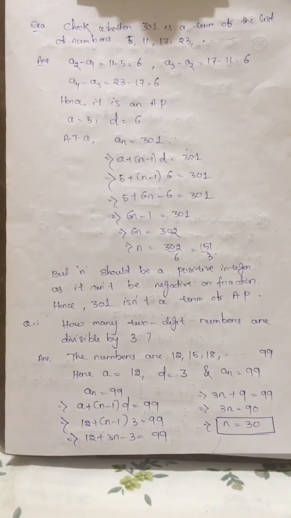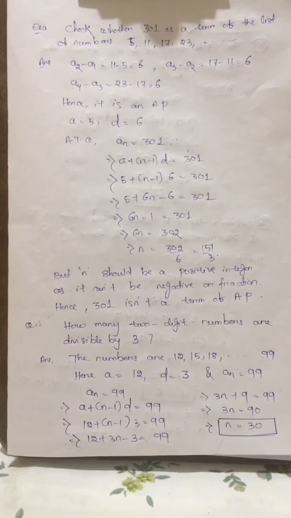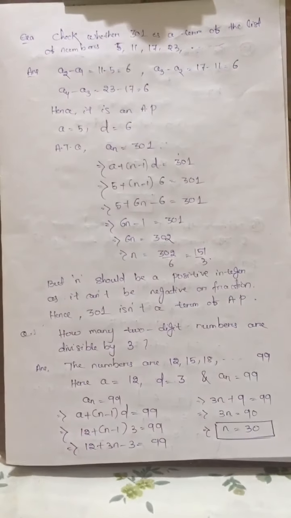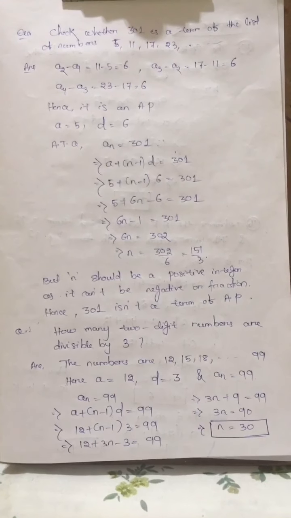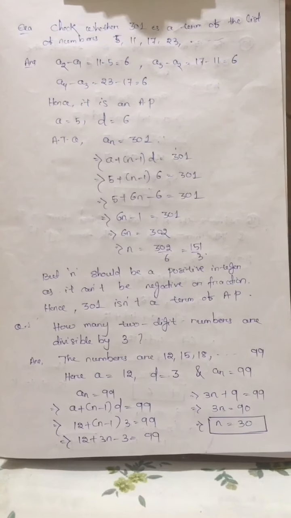It cannot be a fraction, it cannot be a negative fraction also. So that's why 301 is not a term of this AP, because for n we got 151 by 3, which is not divisible, so we are getting a fraction. That's why we cannot say that 301 is a term of this given AP.